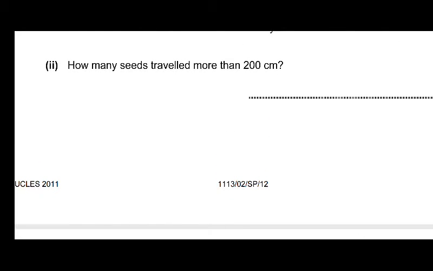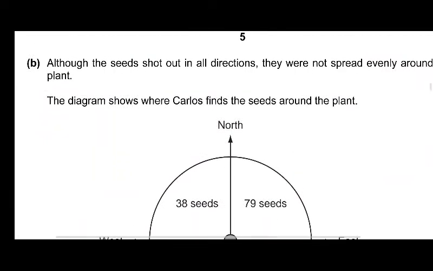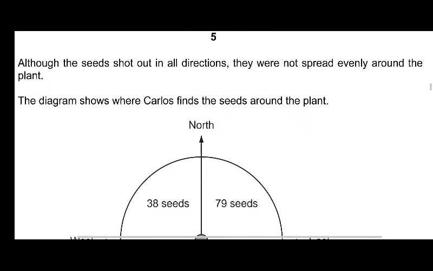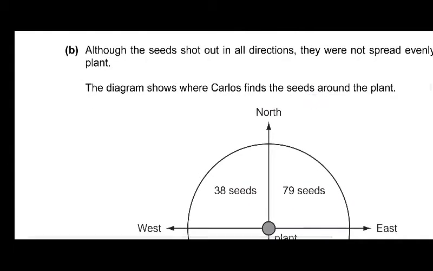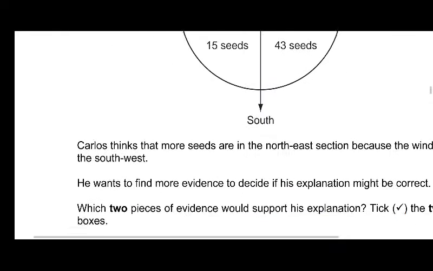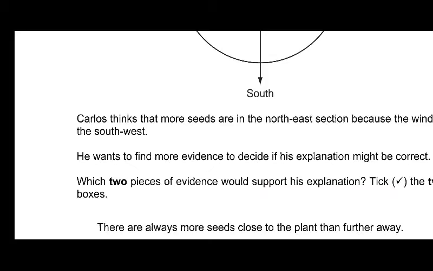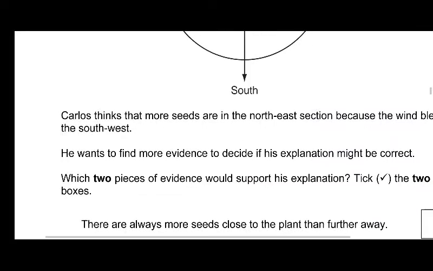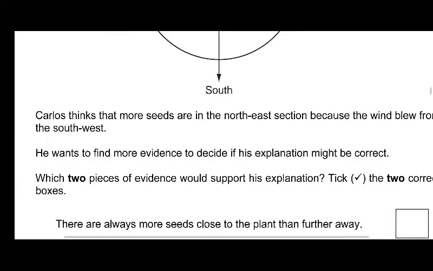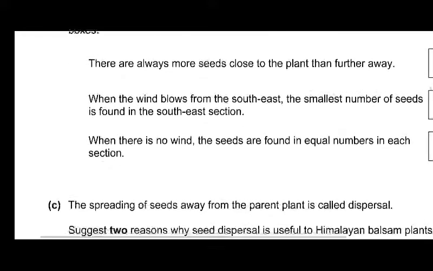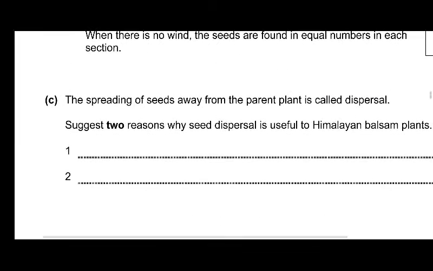How many seeds traveled more than 200 centimeters? Although the seeds shoot out in all directions, they were not spread evenly around the plant. The diagram shows where Carlos finds the seeds around the plant. Now Carlos thinks that more seeds are in the northeast section because the wind blew from the southwest.